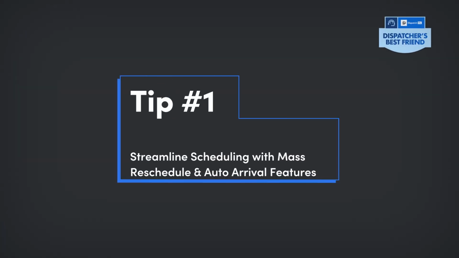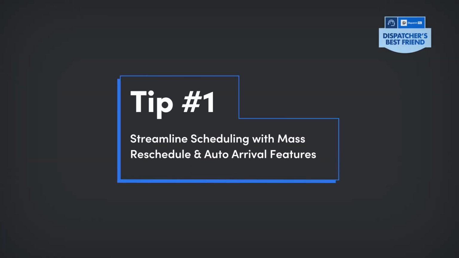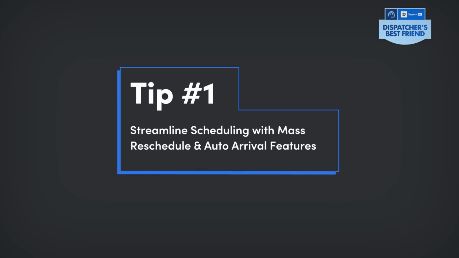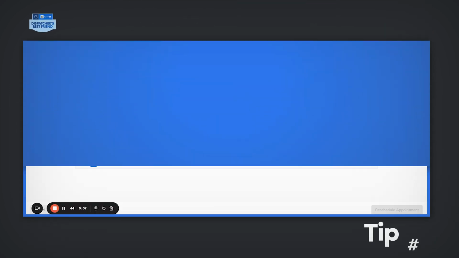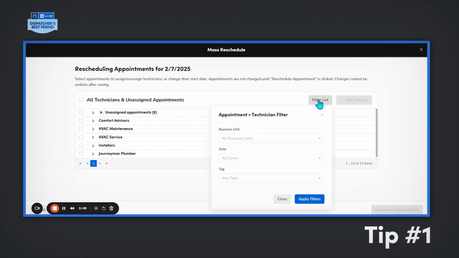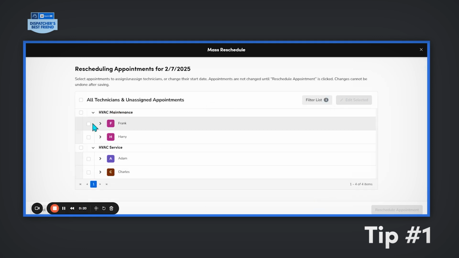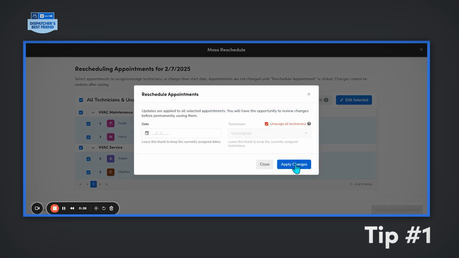Tip 1, streamline scheduling with mass reschedule and auto arrival features. One of the toughest parts of a dispatcher's day is handling last minute changes, whether it's weather related or an unexpected event. With mass reschedule, you can easily reschedule multiple jobs in just a few clicks, saving you valuable time and, of course, some stress along the way.